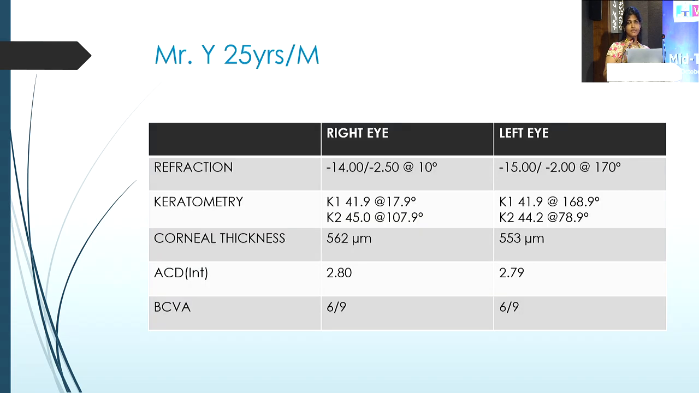This is my third case scenario: a 25-year-old male came to the OPD with a refraction of minus 14 diopters spherical and minus 2.5 diopters cylinder at 10 degrees in the right eye, minus 15 diopters spherical and minus 2 diopters cylinder at 170 degrees in the left eye.